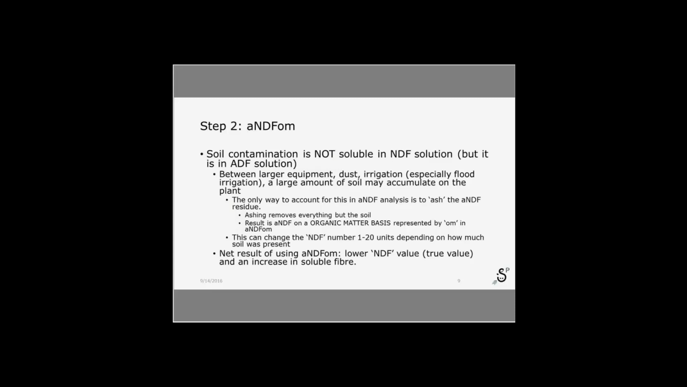So if we don't do aNDFom, we are artificially saying that there's more NDF and less soluble fiber. And that can get pretty significant when we start looking at some of these feeds, like an alfalfa hay that can have a fair amount of soluble fiber, which ferments with rates more like starch, versus an NDF pool that degrades much slower. So this can really change some numbers around pretty tremendously.